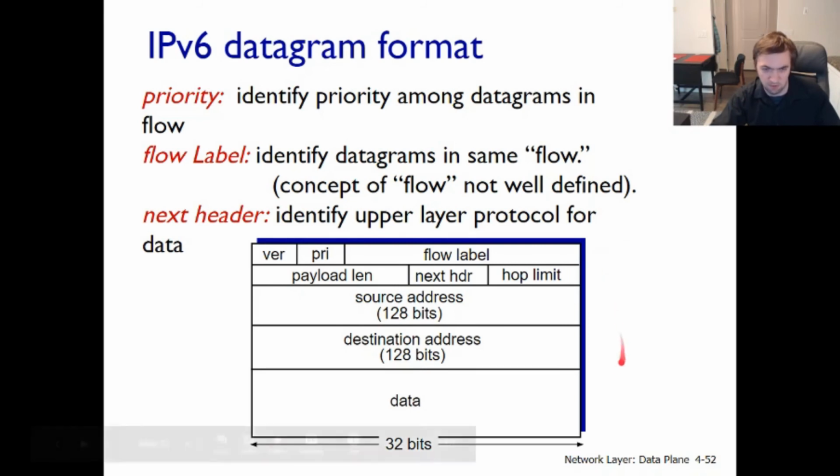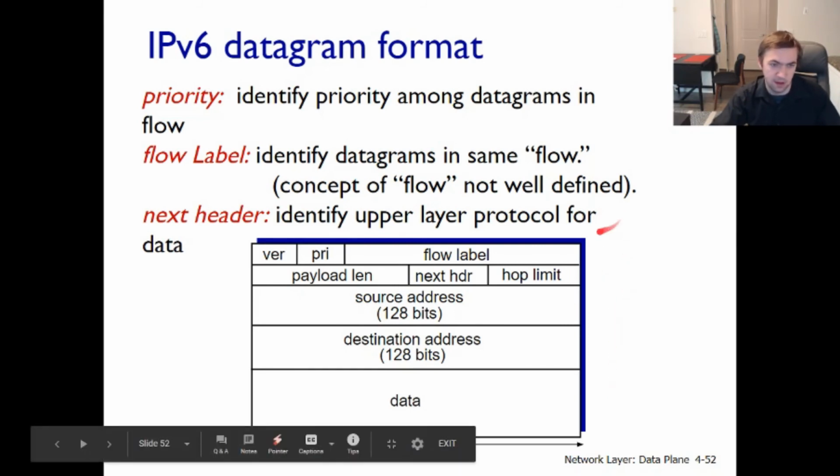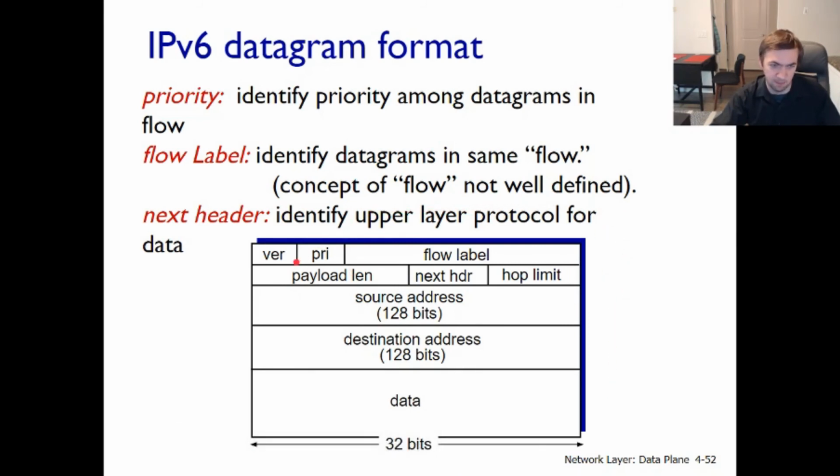So here's the general format over at the bottom. A few things we can note are PRI is the priority, so this is a priority among a bunch of datagrams in a flow. A flow is kind of like a group of datagrams that are all associated together. There's no real strict definition to how this works, but the flow label here is intended to help you associate different datagrams with each other if they're from the same flow or the same group, kind of. The next header also here identifies the upper layer protocol for the data.